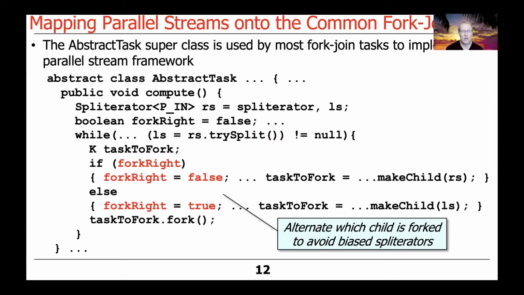Now, what happens here once we've finally reached a point where every time we get something that's not null, every time we're able to do a successful split, we're going to go ahead and decide if we're going to be forking the left child first or the right child first. And this is just done to avoid biased splitterators, where you end up traversing down one side of the splitterator tree to the exclusion of anything else. So in this case, it just goes back and forth. It just alternates. Sometimes it goes left side, sometimes it goes right side.